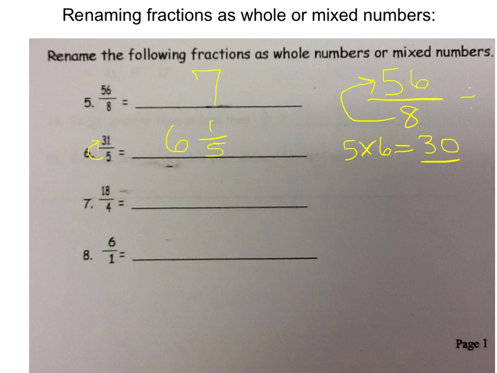For number 7, I need to think of this problem as 18 divided by 4. I need to determine how many times 4 fits evenly into 18. I know that 4 times 4 equals 16. So 4 can go into 18 4 whole times. Then I have a remainder of 2. And if I'm putting this into simplest form, I know that I can divide each of these sides by 2, so my fraction in simplest form would be 4 1/2.